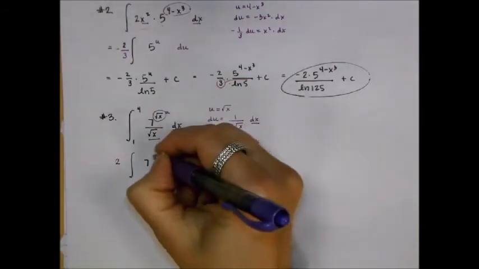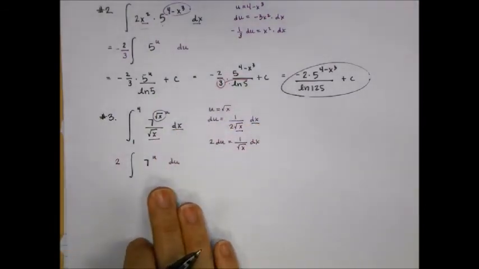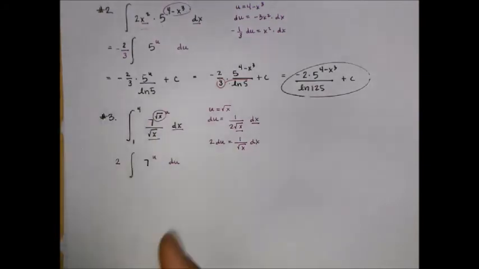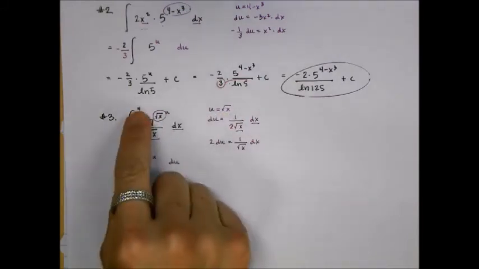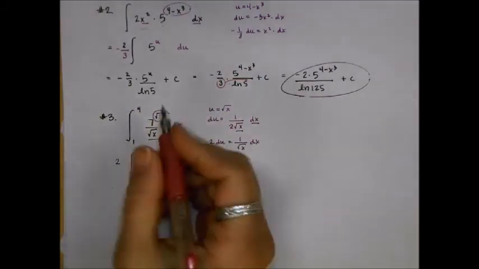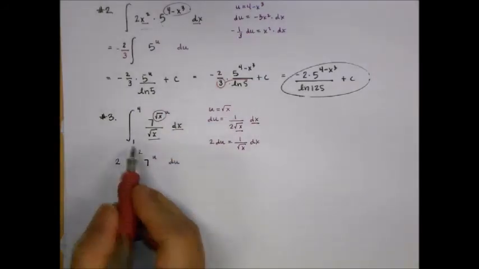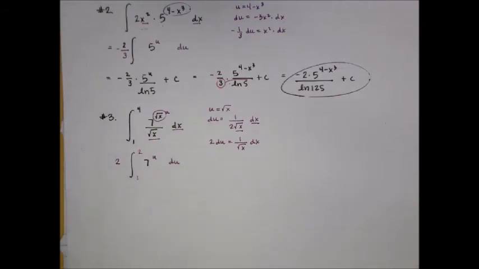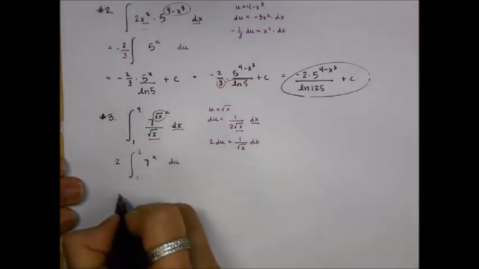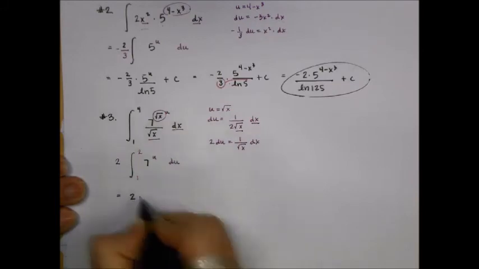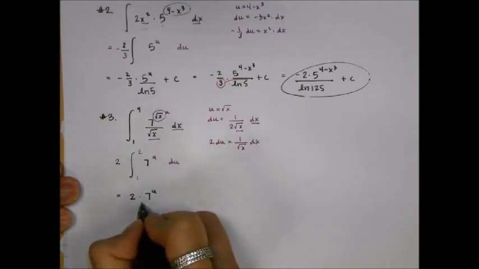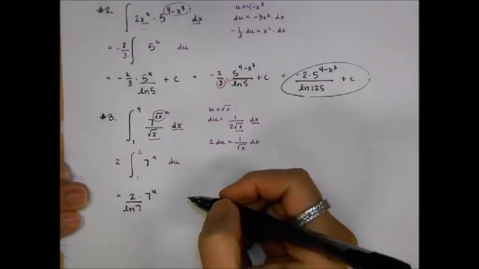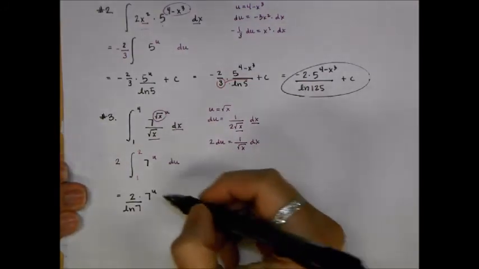And because I've used my u substitution, I need to change these numbers 1 and 4 to u numbers. So if u is the square root of an x value, then the square root of 4 is 2. And at the bottom, the square root of 1 is 1. So now we'll go ahead and do the integration here. Keep that coefficient 2. Integrating 7 to the u with our formula is 7 to the power u divided by the natural log of 7. No plus c because it's a definite integral. And so all I need to do now is evaluate from 1 to 2.